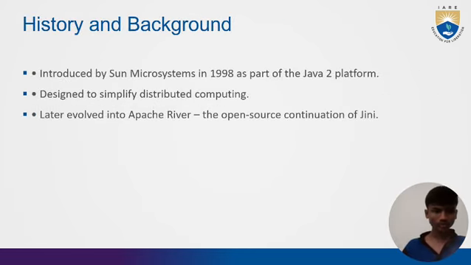History and background of Jini technology. Introduced by Sun Microsystems in 1998 as part of the Java 2 platform, designed to simplify distributed computing. Later evolved into Apache River, the open source continuation of Jini. Jini technology was developed by Sun Microsystems as a part of its vision for a network-centric computing environment, famously described by Sun's slogan: The network is the computer.